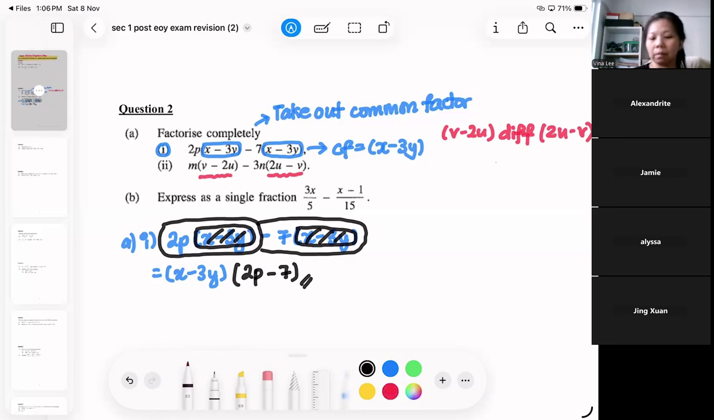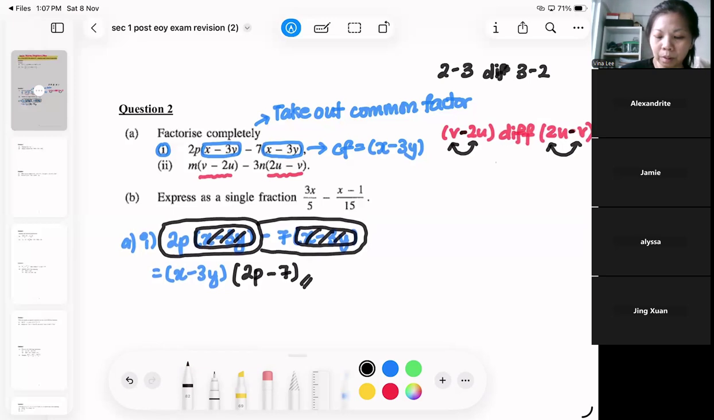Do you realize that they swap the position? Because of the swap in position, the two brackets are different. It's like 2 minus 3 is different from 3 minus 2. So you must be able to realize that they are different first. Some students never realize that they are different.